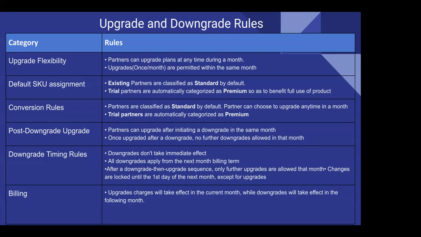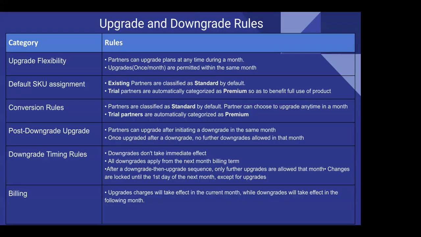So these are the upgrade and downgrade rules. Partners can upgrade at any point in time. One upgrade is allowed. Similarly, one downgrade is allowed. Existing partners will all be classified as standard by default. So today, all our existing partners will be under the standard SKU. However, the new partners or trial partners will be categorized as premium because we want to ensure that they get the entire feature set that is available within the product.